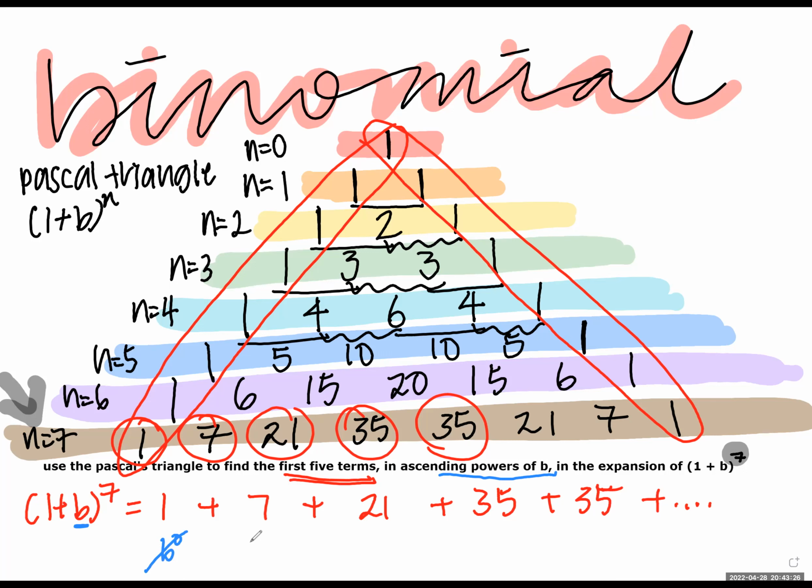Next, after b to the power of 0, it will be b to the power of 1, which is just b. Next, b to the power of 2, so we just write down b squared. Then b to the power of 3, and b to the power of 4. And that's it, that's our answer. Got it? So far so good?